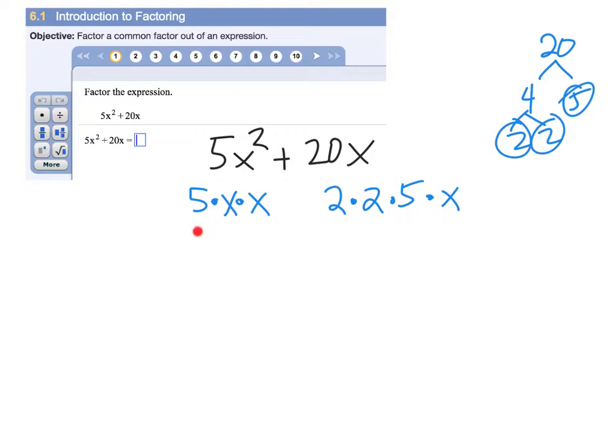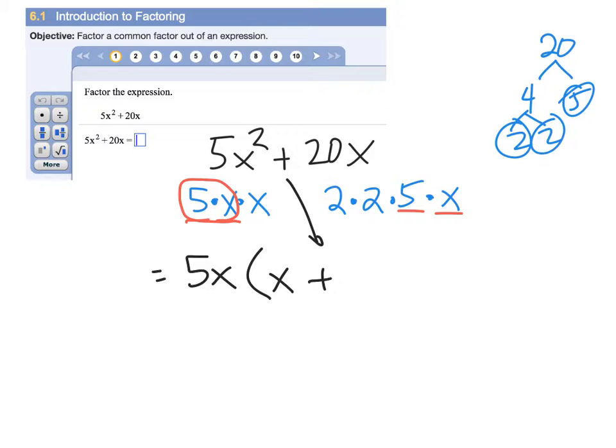And now I'm going to look at these two terms and ask, what do they have in common? Well, they each have a 5 in common, and they each have an x in common. So that is your common factor, your greatest common factor. So we're going to factor out a 5x, which is kind of like the opposite of multiplication. It's really division. So when we factor out the 5x, what are we left with? Well, we're left with x on the inside. And this plus comes straight down.